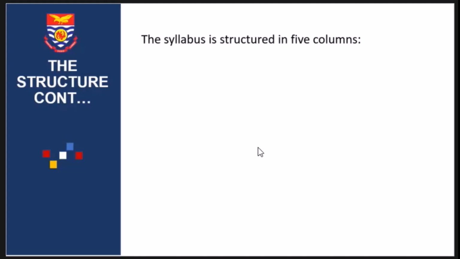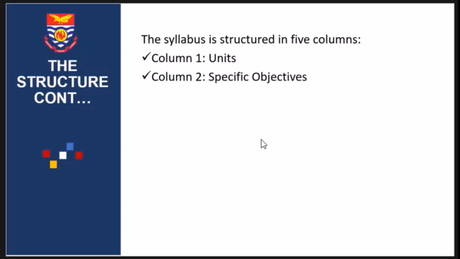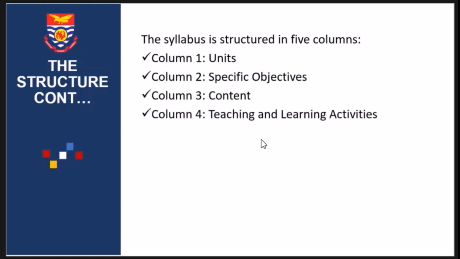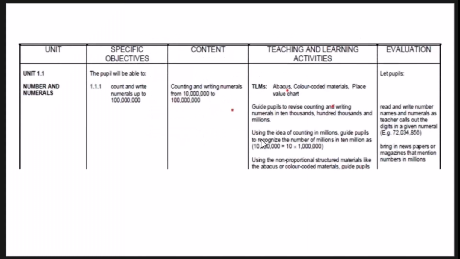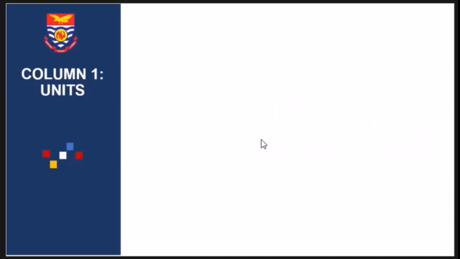So the syllabus is structured in 5 columns, as I said earlier on. Column 1 talks about units, column 2 specific objectives, column 3 content, column 4 teaching and learning activities, and column 5 talks about evaluation. So that's a picture of an extract from the 2012 JHS syllabus. You can see the first column, units, the second, specific objectives, up to the 5th, which talks about evaluation. So let's take the columns one by one.